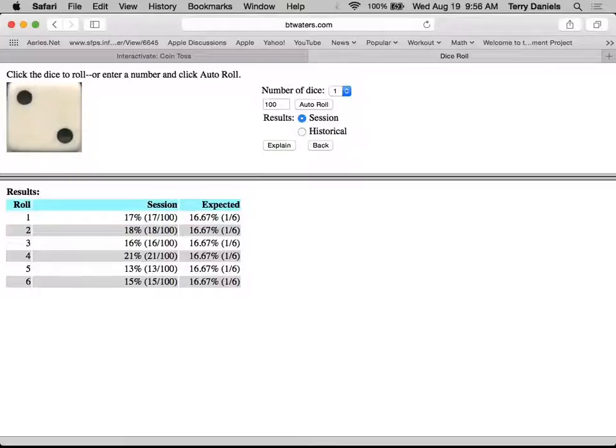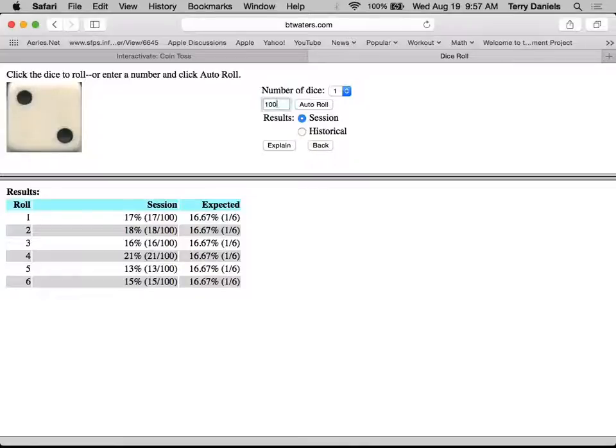Now, if you look at the expected probability, that's basically what we expect to happen. That's the theoretical probability. So 1/6 as a percent rounded to the nearest hundredth is 16.67%. It's actually 16.6 repeating percent. So, some of them were very close. Like rolling a 1, that was pretty close. Rolling a 3 was pretty close. The other ones weren't too far off.